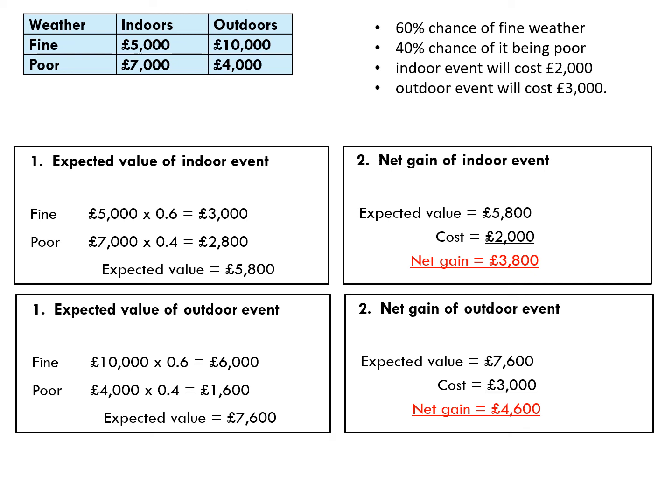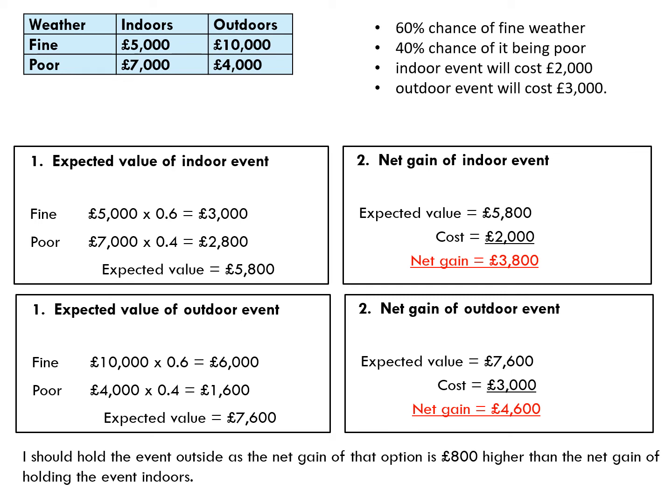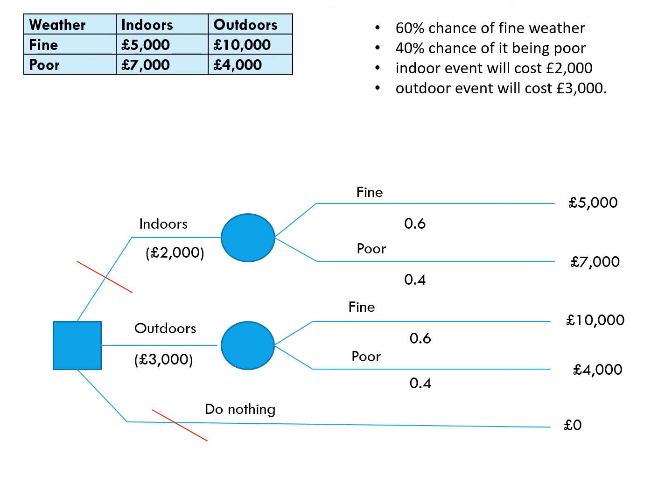So what should I do in this situation? Using this tool to analyze my choice, I should hold the event outside, as the net gain of that option is £800 higher than the net gain of holding the event indoors. And so businesses will do a very similar technique when they're looking at different options, different investment projects, different decisions that they might make. So once I've made my decision to hold the event outdoors, I then go back and cross out the options that I've rejected. So I haven't done nothing, I haven't done it indoors, I've gone for the outdoor option, so I put lines through the other two to indicate I'm not going for them.